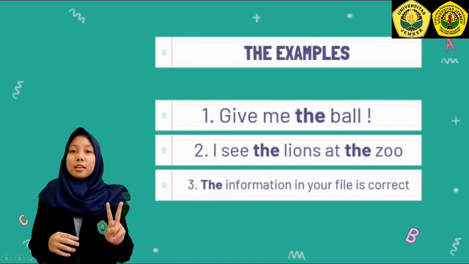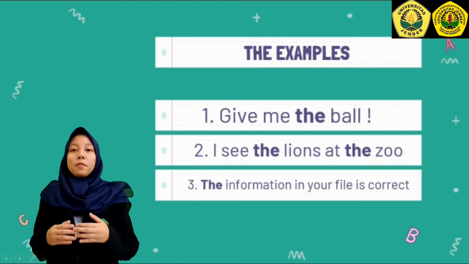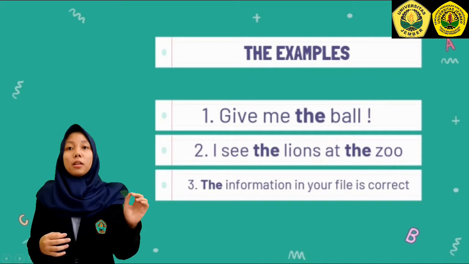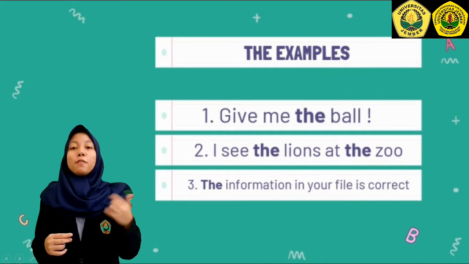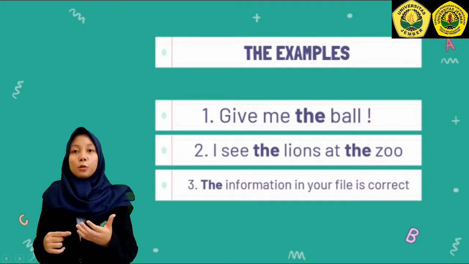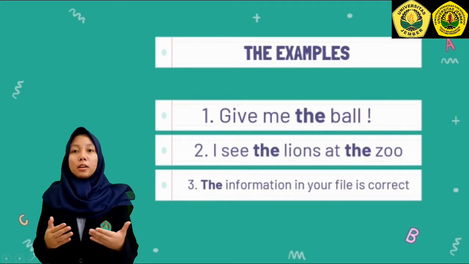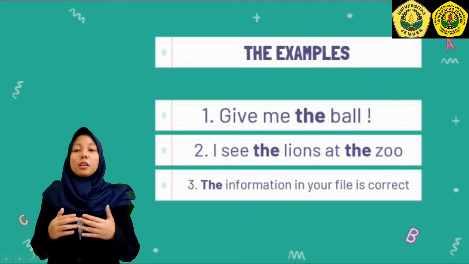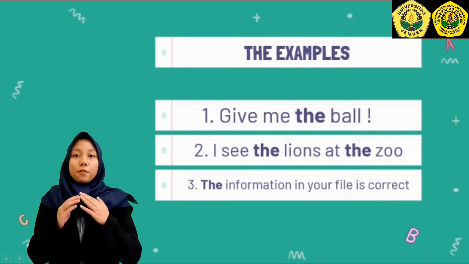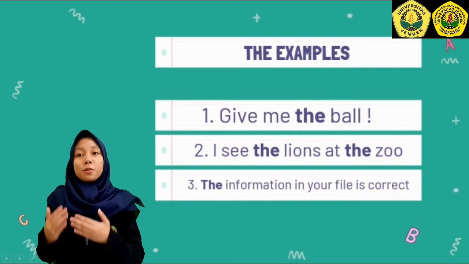And for the second sentence is, I see the lion at the zoo. From the sentence, we can see that the article the is used to define the specific group of lions at specific zoo. And from that sentence, we also can recognize that the article the is used before plural nouns, that is lions. For the third example is, the information in your file is correct.